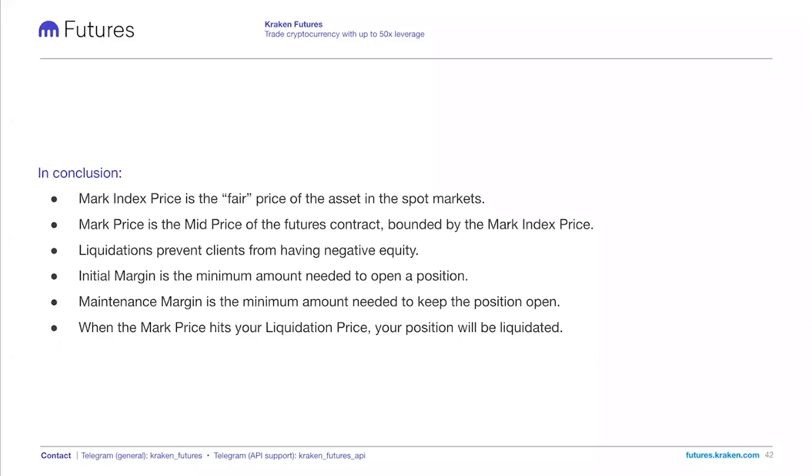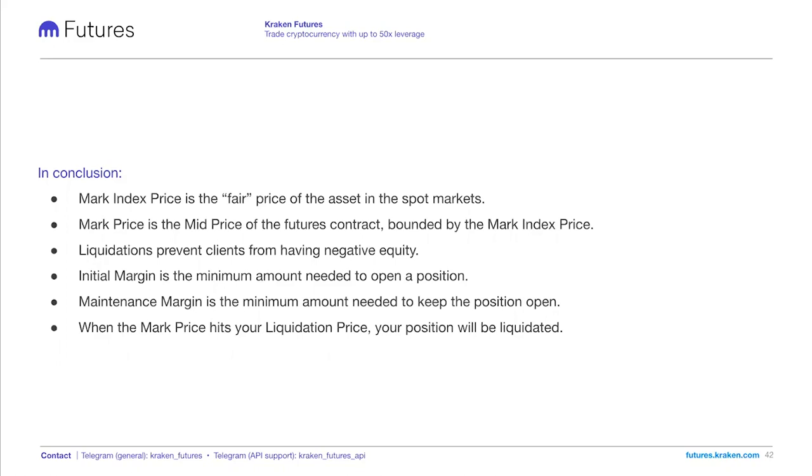So in conclusion, the mark index price is the fair price of the asset in the spot markets. It's based on the price of trading across multiple exchanges in real time. The mark price is the mid price of the futures contract bounded by the index price. So for all intents and purposes, the mark price will be the mid price of the futures contract. It's only if it skews too far out of line that it'll get bounded.